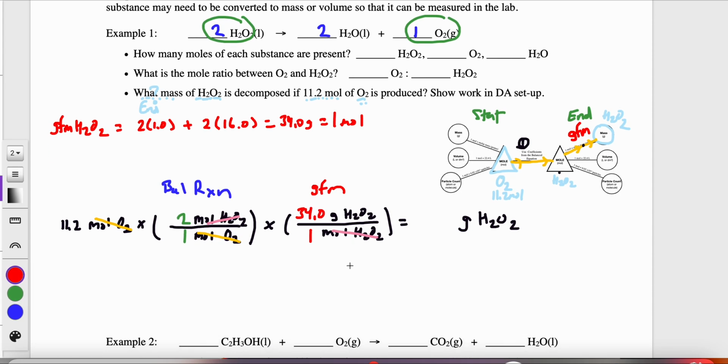So now that I have all my number information, now I can put it into the calculator. 11.2 times 2 times 34. So when I put this into the calculator, my calculator answer is 761.6. But I have to think about sig figs. So my starting quantity has 3 sig figs, so I can only keep left to right 3 digits. This would make the 1 round up. So probably the best final answer here would be 762 grams of H2O2.